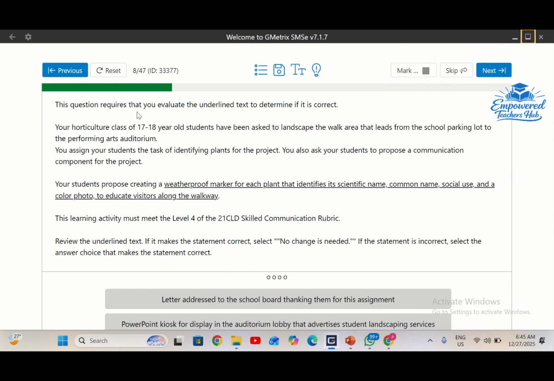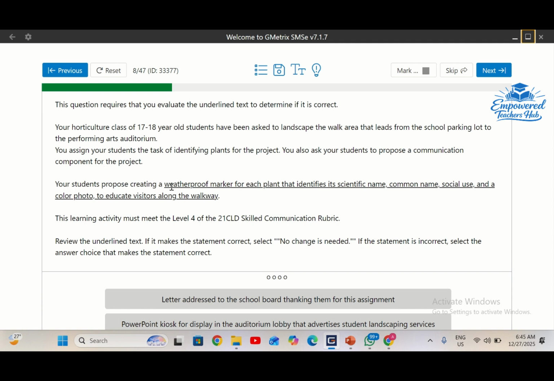This question requires that you evaluate the underlined text to determine if it is correct. The horticulture class of 17 to 18-year-old students have been asked to landscape the work area that leads from the school parking lot to the performing arts auditorium. You assign your students the task of identifying plants for the project. You also ask your students to propose a communication component for the project.